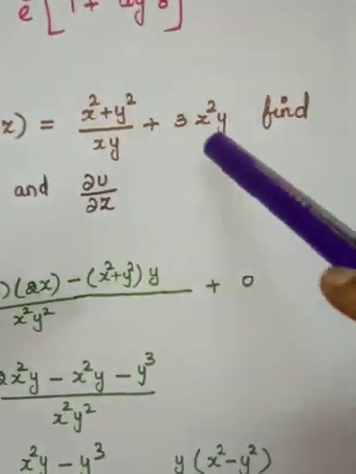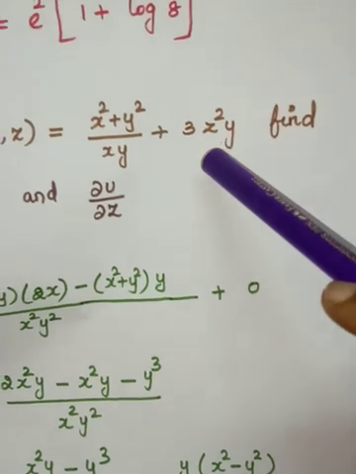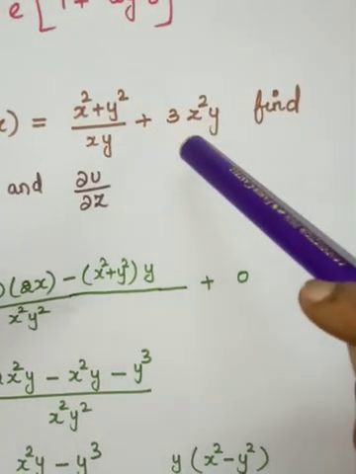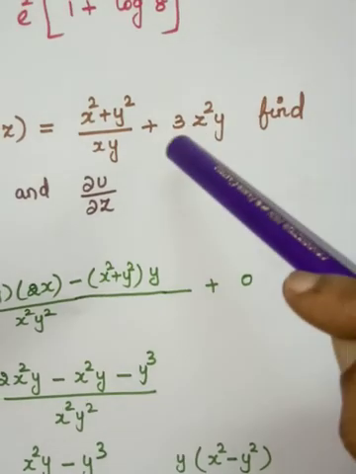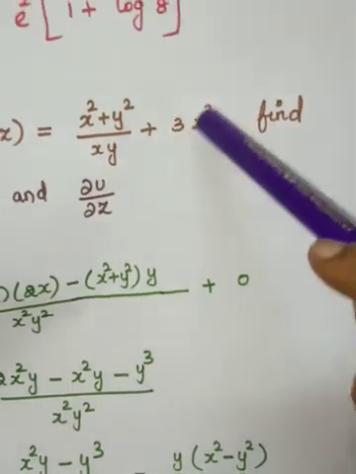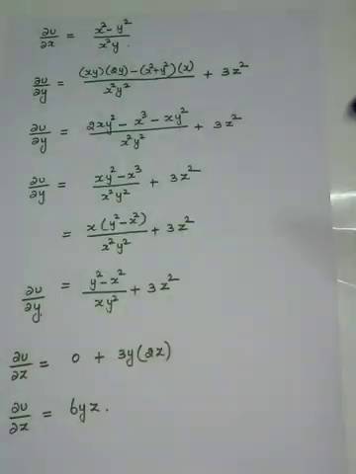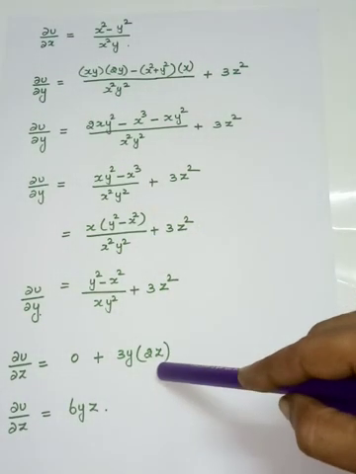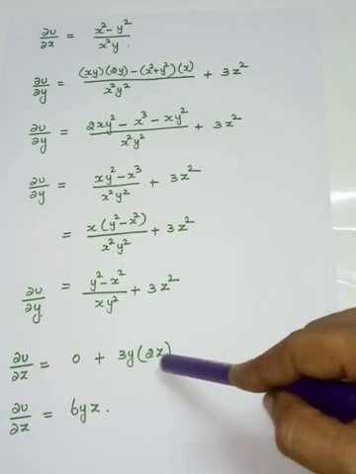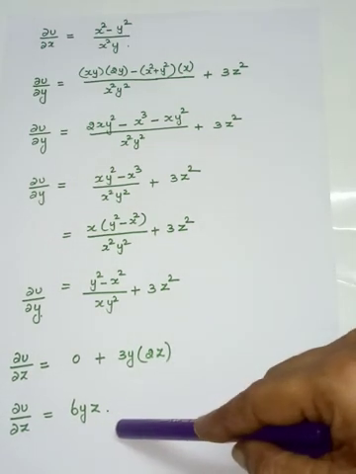Come to the second term. Here z is involved, so first you take out the constants. What are the constants? 3 as well as y. So 3y is taken out. What is remaining? z squared. When you differentiate z squared partially with respect to z, what is it? 2z. So 3y into 2z. So the answer is 6yz.